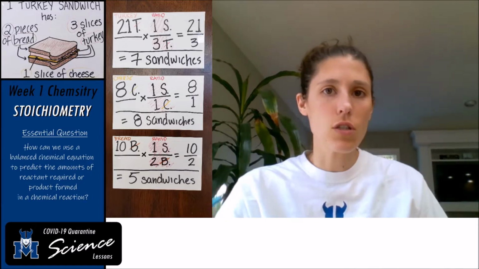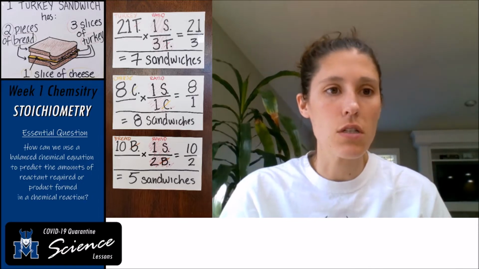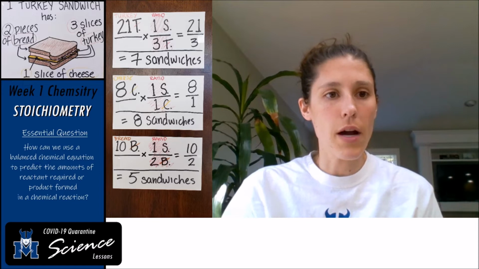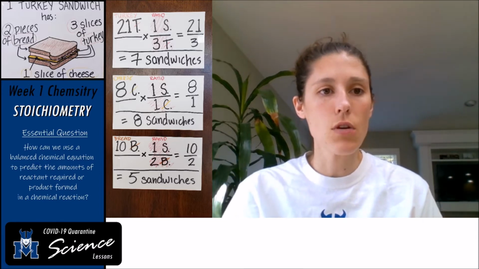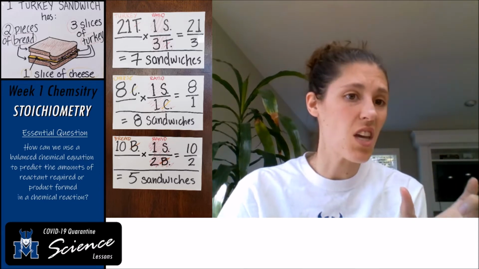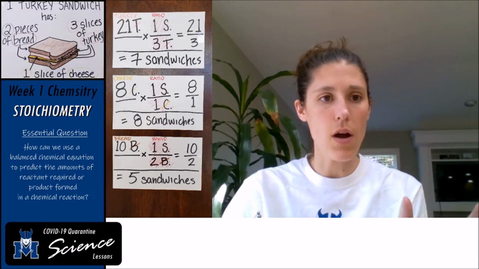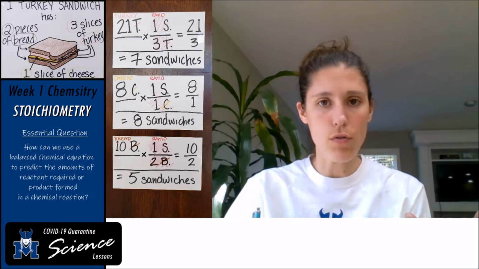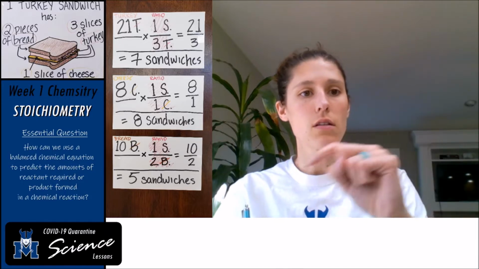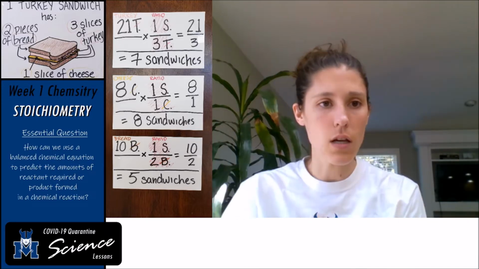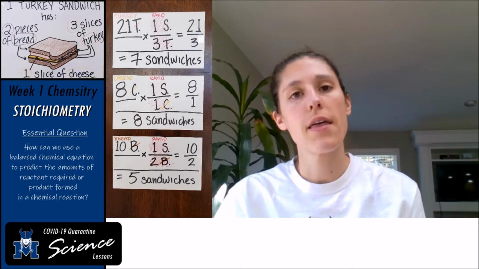And then the bread, which is what ended up limiting how many sandwiches you can make. We required 2 pieces of bread for every 1 sandwich. So we take 10 bread, and our ratio is 1 sandwich can be made from 2 pieces of bread. So we have our ratio of 1 over 2. When we multiply across the top and multiply on the bottom, we get 10 divided by 2, and that's 5 sandwiches.